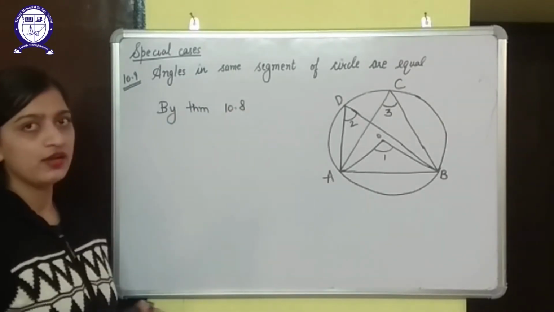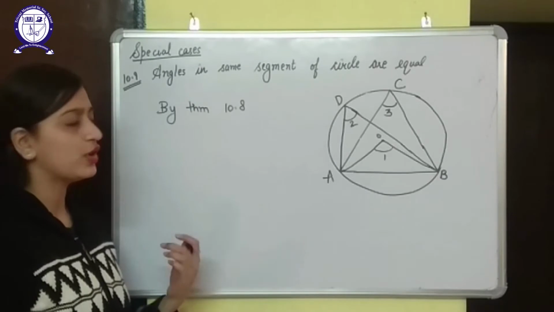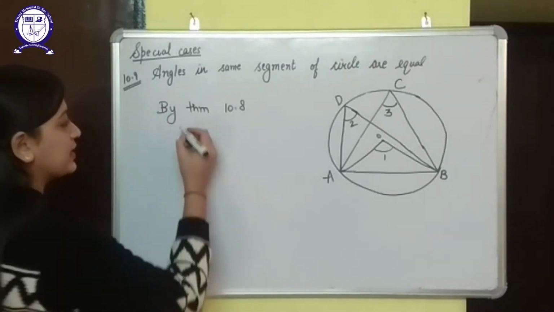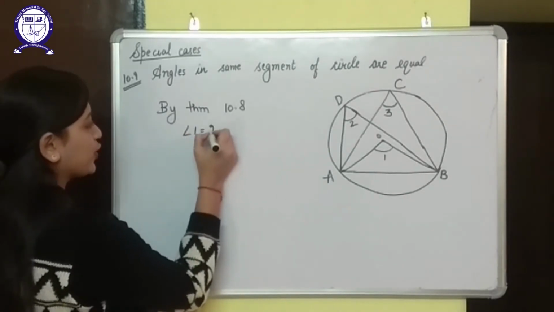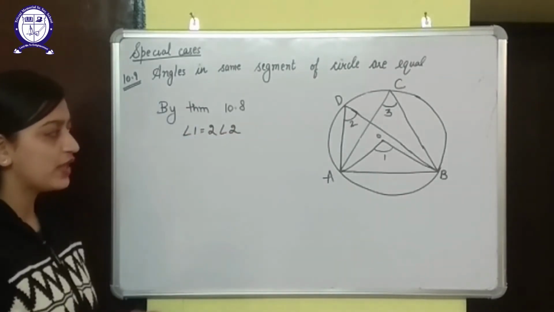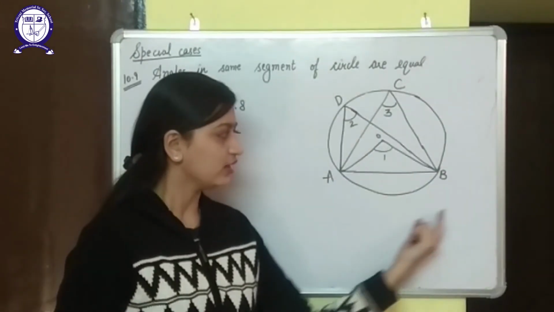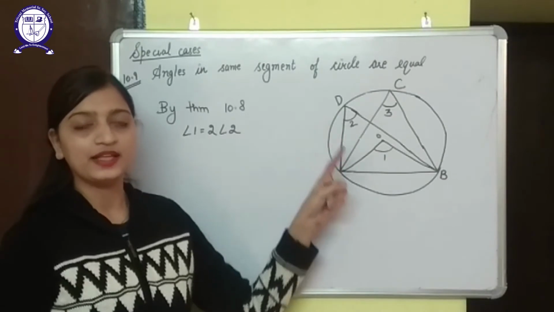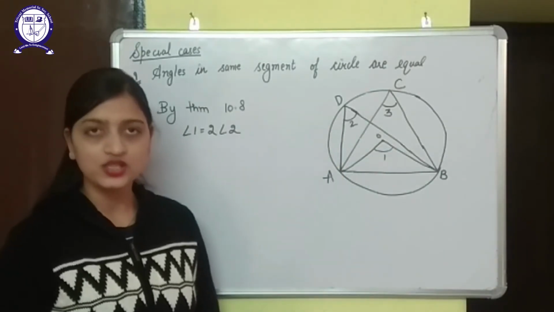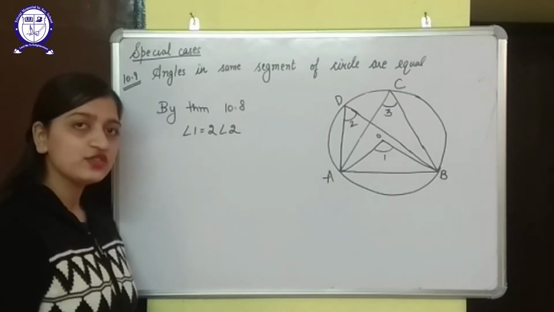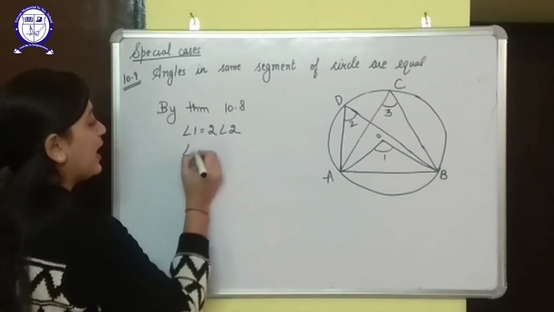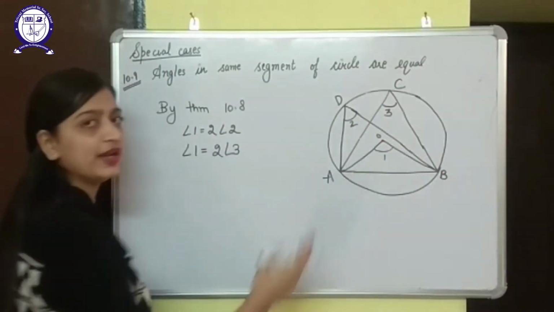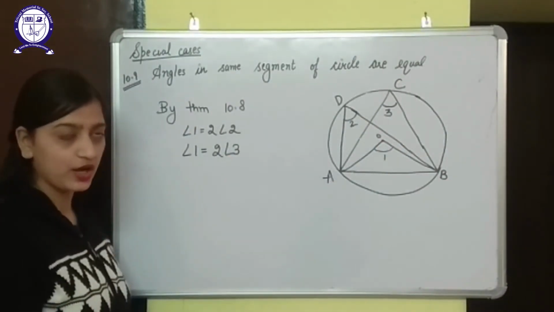Okay, when the proof question comes, you have to write the statement of the theorem. By theorem 10.8, I can say angle 1 is twice of angle 2, because we know that the angle subtended by the arc with the center is double of the angle subtended by the same arc at the remaining part of the circle. So angle 1 is twice of angle 2. Similarly, angle 1 is also twice of angle 3, because this is also the angle made by the same arc on the remaining part of the circle.